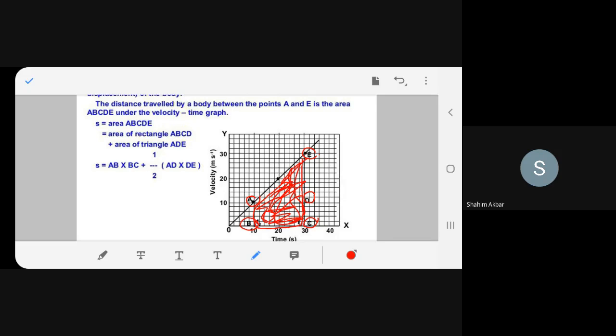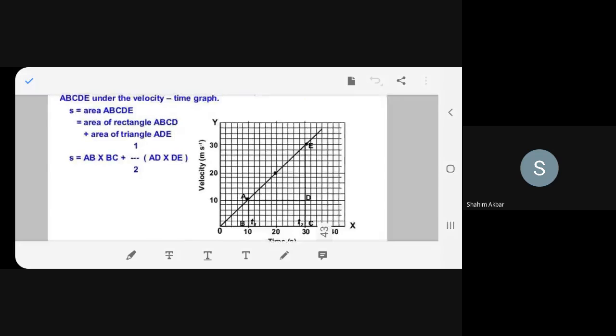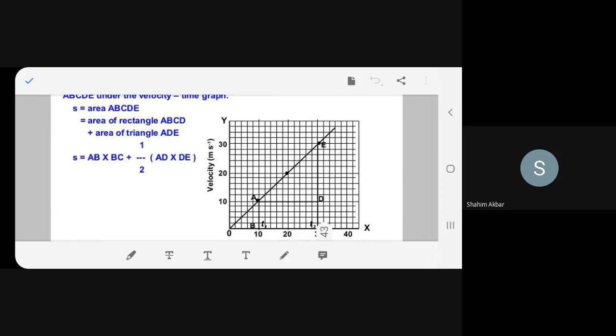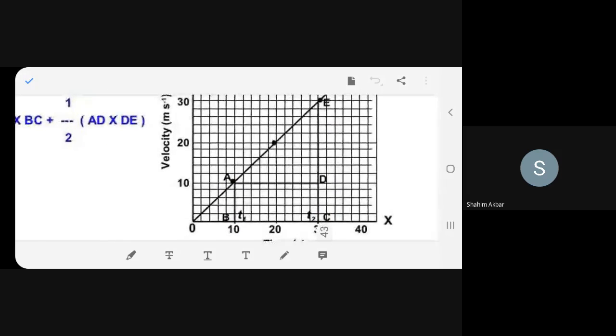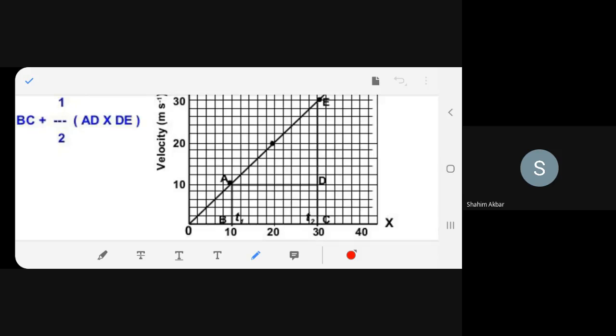So the body is traveling between point A and E. We are getting this area as A, B, C, D. In which type of graph is it given? It's a velocity time graph. So the displacement is the area of A, B, C, D, E. So this is the area that we have to find out. What other areas do we have? I will magnify it, so you have to tell me. What is this area? A, B, C, D. What is this? It is a rectangle.